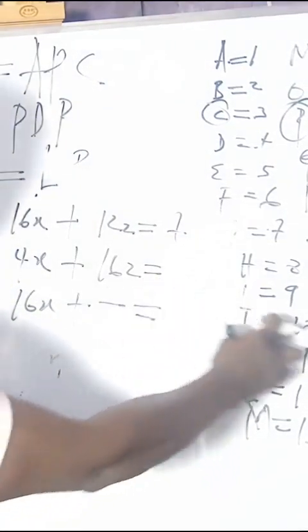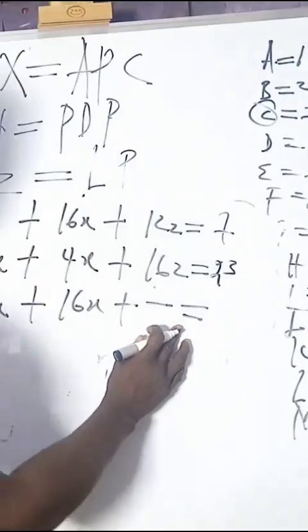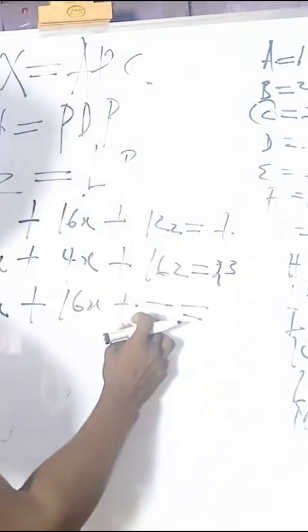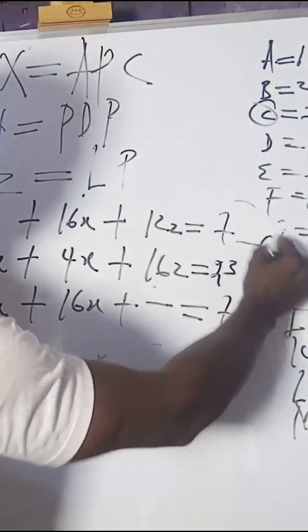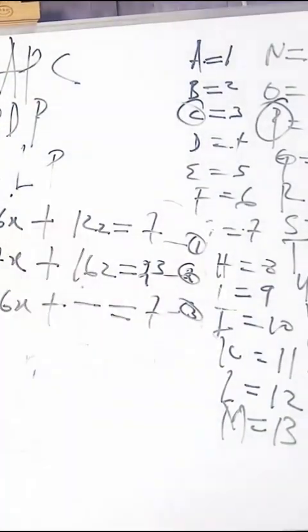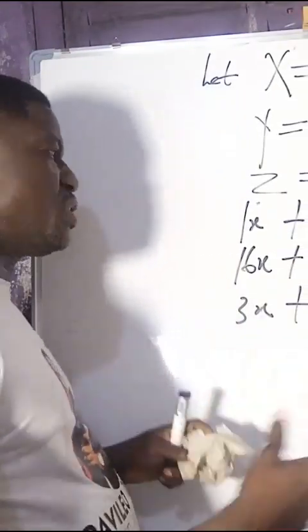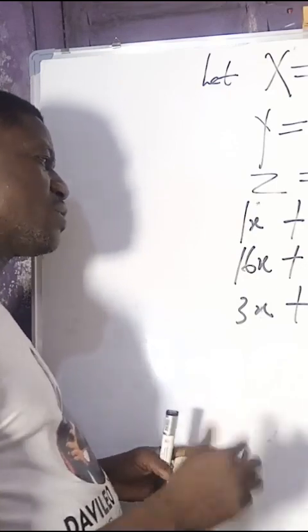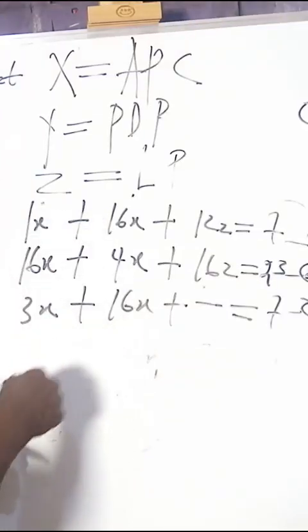In the place of white, that is w, which is equivalent to 23. Then in the place of the green again, we're going to have 7. So this is equation 1, this is equation 2, and of course this is equation 3. So these are the three sets of simultaneous equations algebraically. Let's solve for these three sets of equations, looking for the value of x.